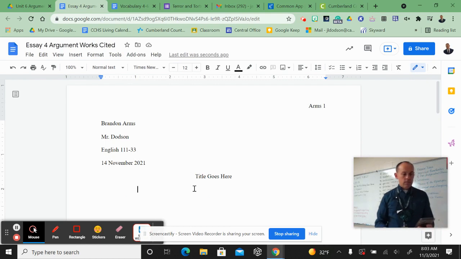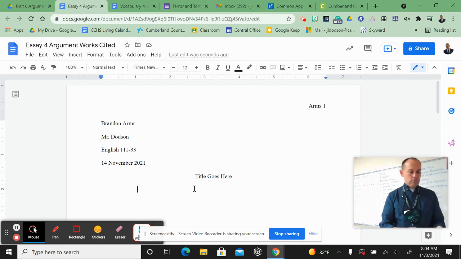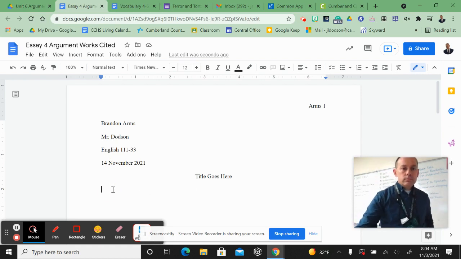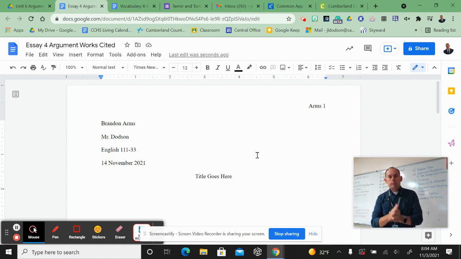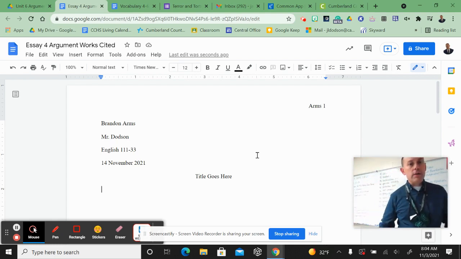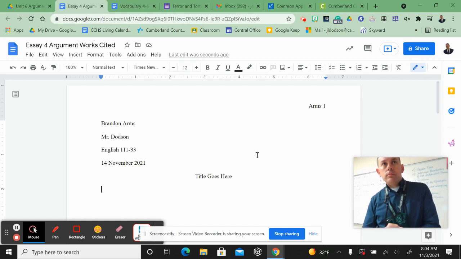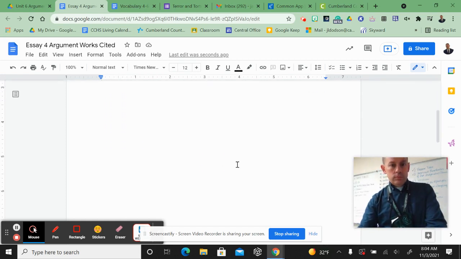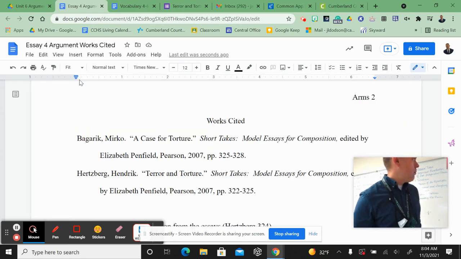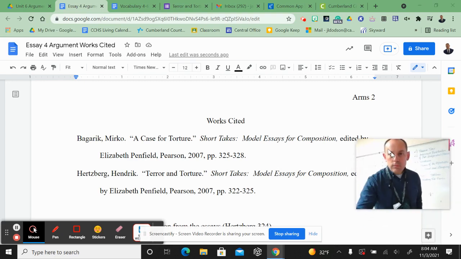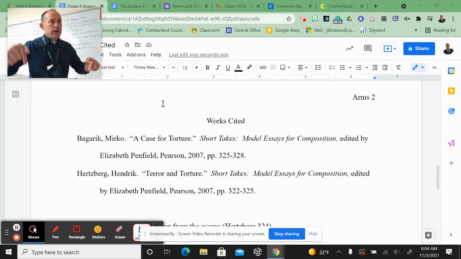And so the first page should look like that. Okay, once you get all of that, do a control enter to get to the next page, and we're going to set up your works cited. Control and enter gives you another page. Control enter.